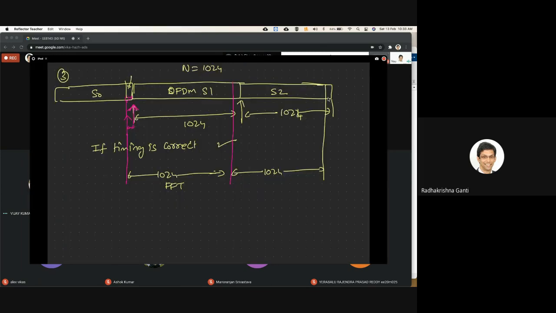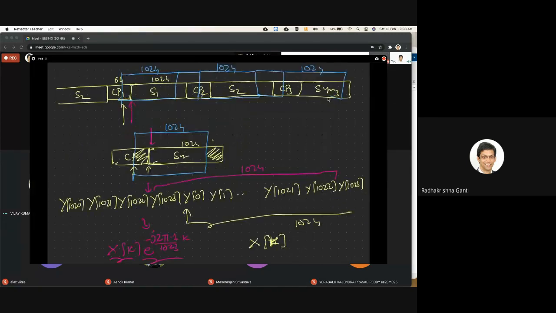Here, you'll not be able to recover this because it's not a circular shift. You are getting interference from the previous symbol. Whereas here, as long as my timing is inside the CP, you're fine. Okay. So now let me ask you one question.